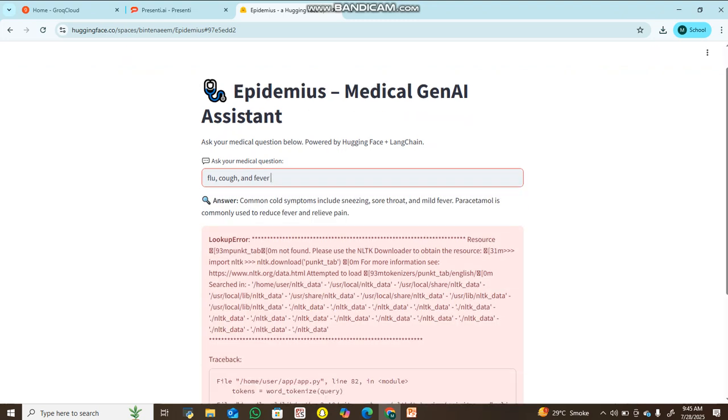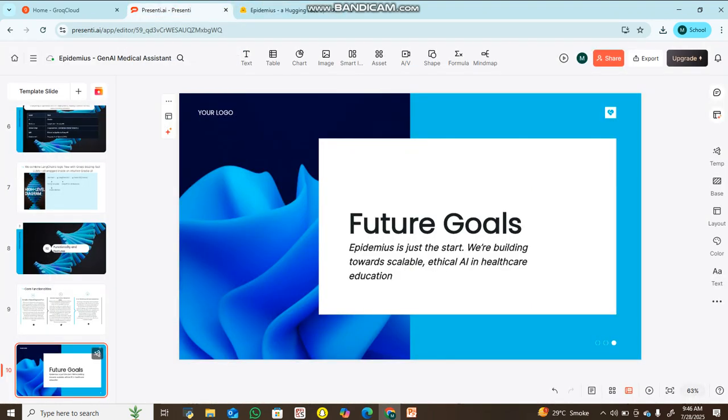So we have common cold symptoms include sneezing, sore throat, and mild fever. Paracetamol is commonly used to reduce fever and relieve pain. Here you can see the lookup error, which I am not going to hide, because we worked on this lookup error, but we know that we are limited to the open AI sources. So now we have to get back to the future goals, which we are actually working on.